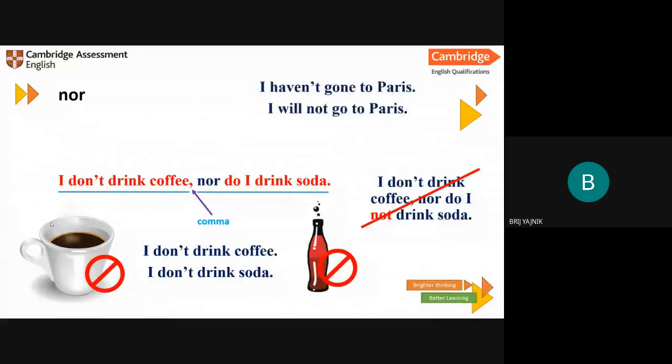Let me give you one more example. I haven't gone to Paris. I will not go to Paris. Can you connect it using the word nor and take care of I will not go to Paris? Can someone do that, please, in the chat box? Take care of the rules. The statement after nor will not contain not. All right? So in the next statement you have to keep this in mind. I will go to Paris. You then have to convert I will go to Paris into a question after the word nor.